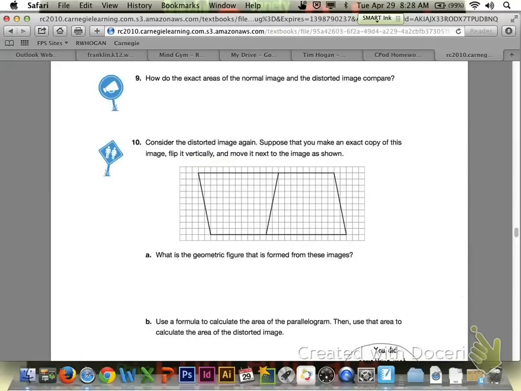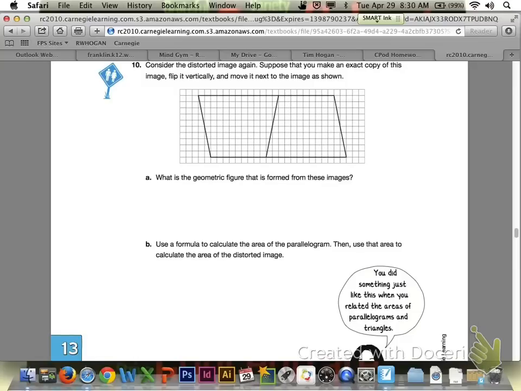Take a look at number 9 at the top of page 866. How do the exact areas of the normal image and the distorted image compare? Answer that question with your group members. If you look at the areas for the normal image and the distorted image, the distorted was 1760, the normal image was 2080, so the normal image had the greater area.